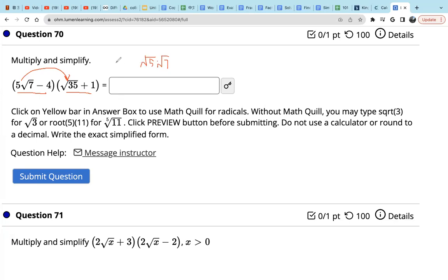Then when we multiply this with 5 times radical 7, we see we have radical 7 times itself. So it becomes just 7. So radical 7 times radical 7, it becomes 7. 5 times 7, that's 35. So 35 radical 5. Now let's multiply these 2. Well, 1 times anything will be anything. So that's 5 radical 7.